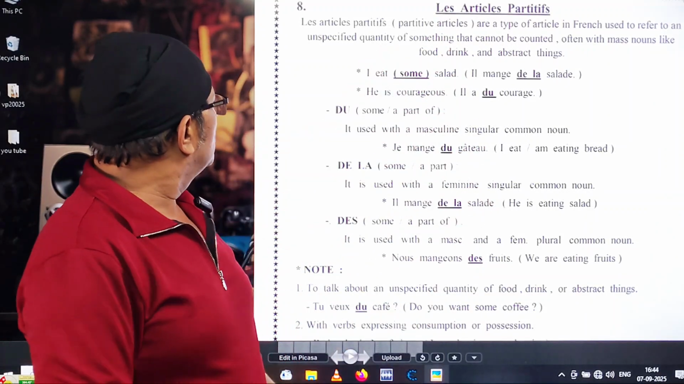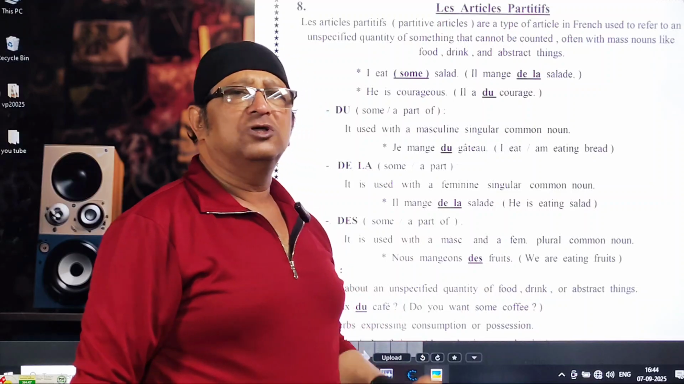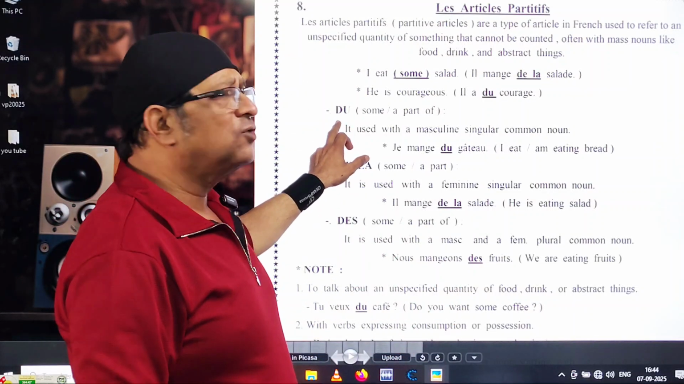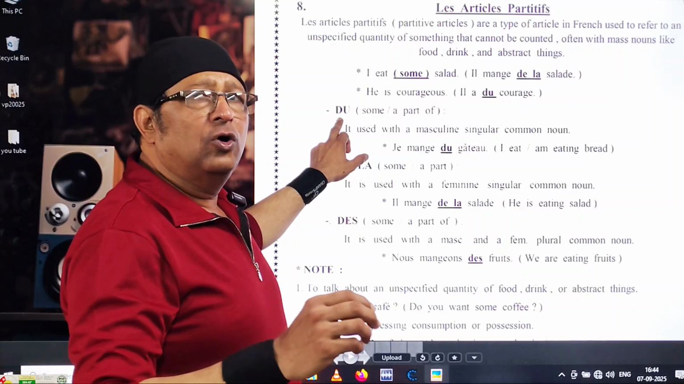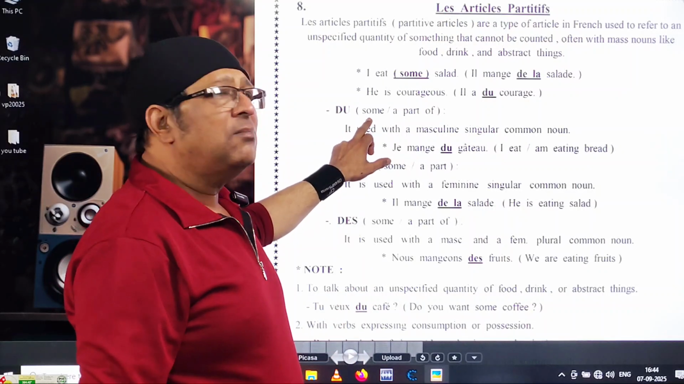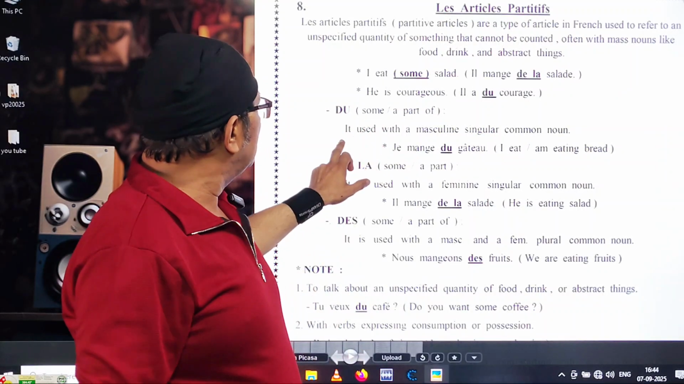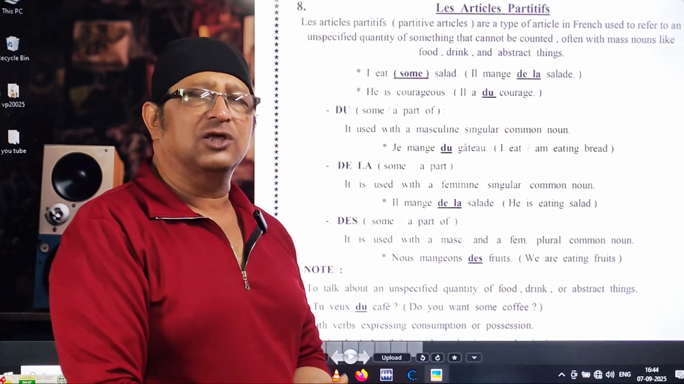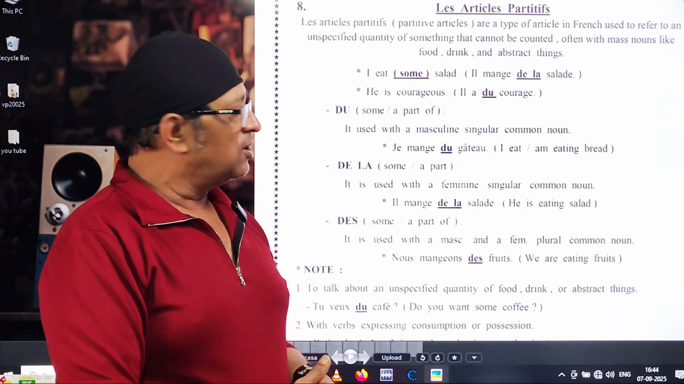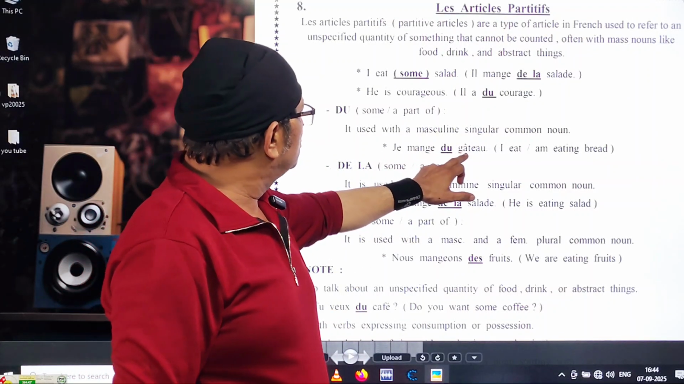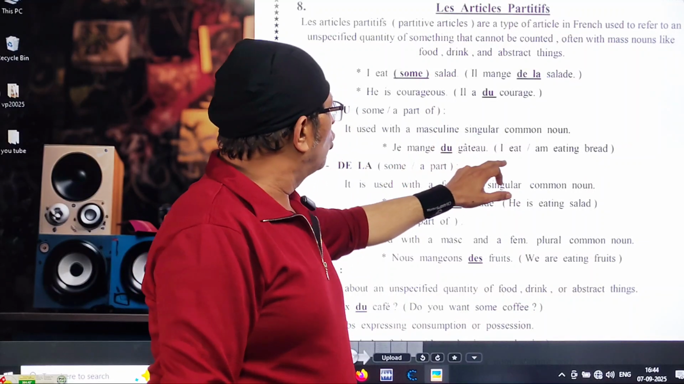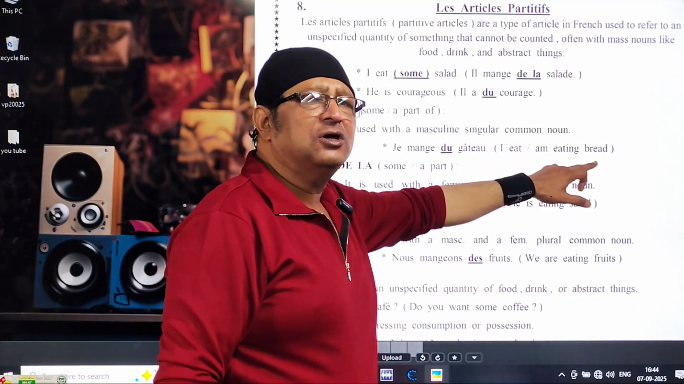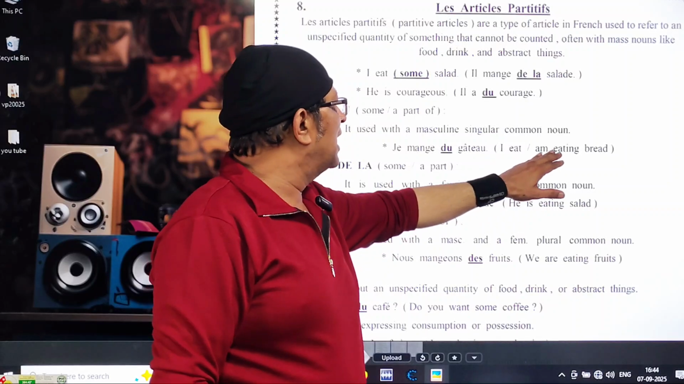Here you can see. So now let's talk about these words. First word is du. Pronunciation will be du, which means some, a part of, and it is used with a masculine singular noun. Je mange du gâteau. Je mange du gâteau. I eat or I am eating bread.